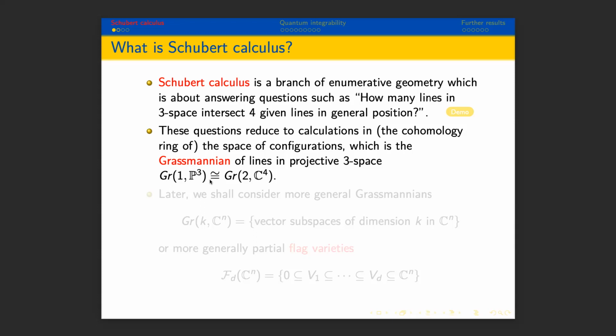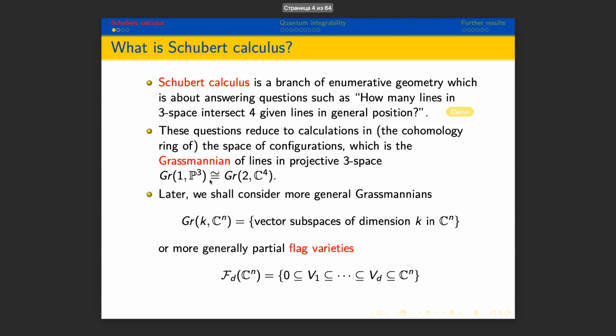It's Gr(1,P3), or if you deprojectivize, it's the space of planes going through the origin in C4. That's the same. So Gr(2,C4) or Gr(1,P3), depending on how you think about it. So there's a name for the space of configurations, which is Grassmannians. You're doing computations in the cohomology of the Grassmannian, basically. I'll say a little bit more about that in a second.